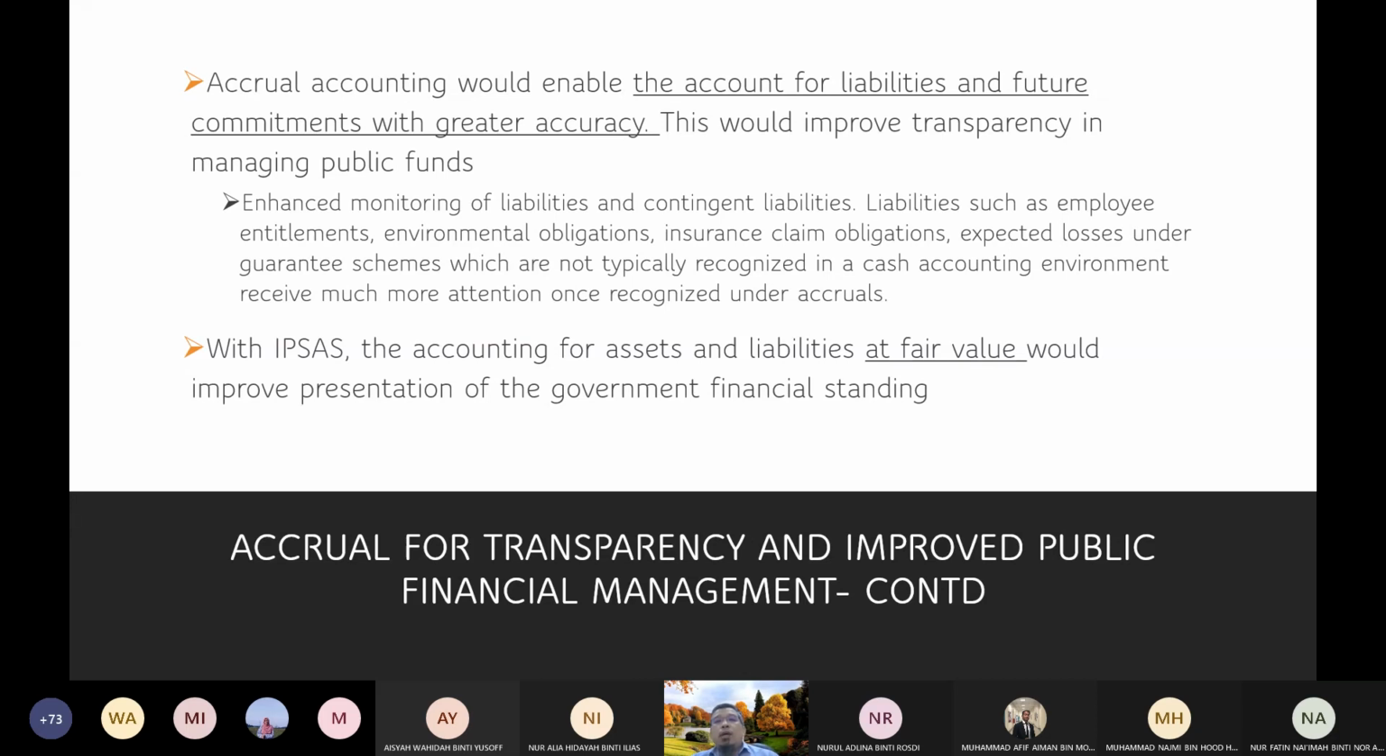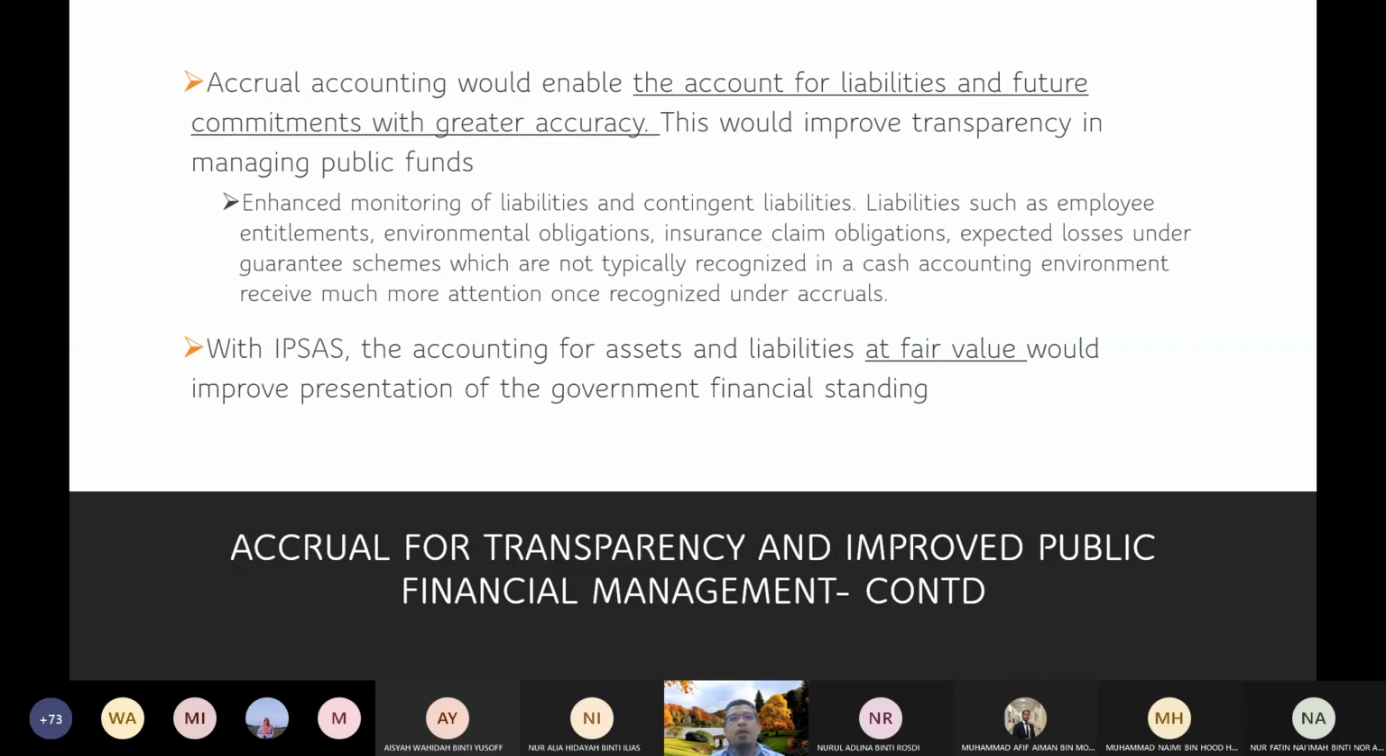Of course, even under the cash environment, there was an attempt by the government to improve the reporting of liabilities. But in the case of accrual accounting, I think that will be more consistent and more systematic, because the liabilities will be presented in the main financial statements.